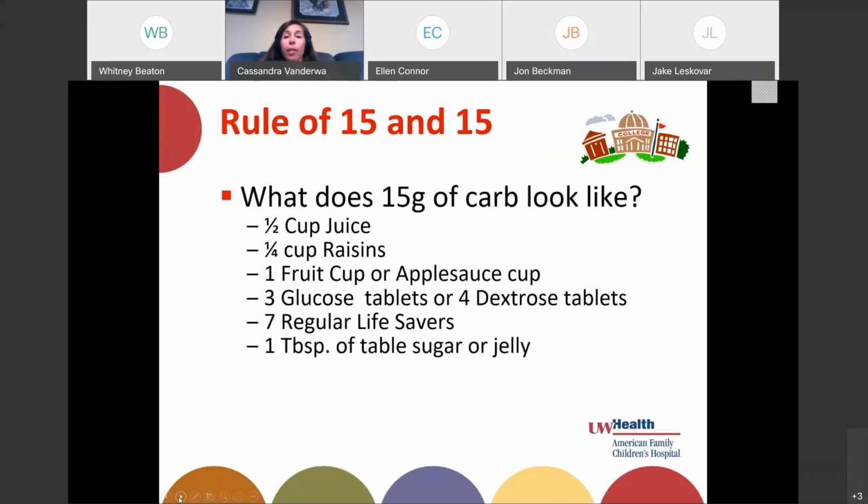So what does 15 grams of carb look like? Well, it could be half a cup of juice, so 4 ounces, a quarter cup of raisins, a fruit cup or an applesauce cup, glucose tabs, lifesavers, you name it. I would encourage you to keep a few of these in your dorm room, in your bag, as you may already be doing so, as well as giving your RA or your floor advisor a stash to keep too, because we know it's really easy for food to disappear in a dorm room.